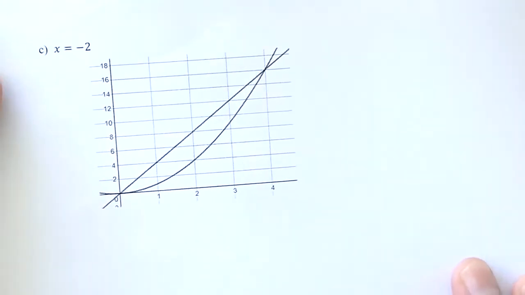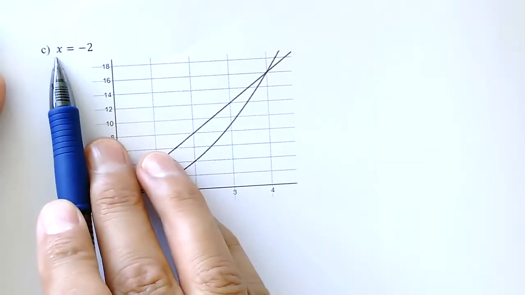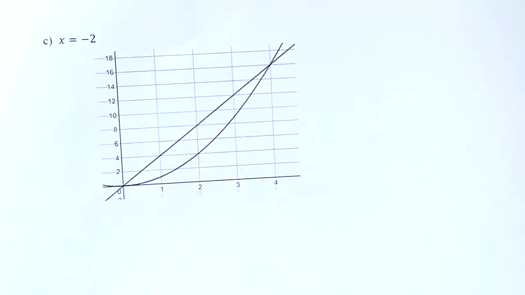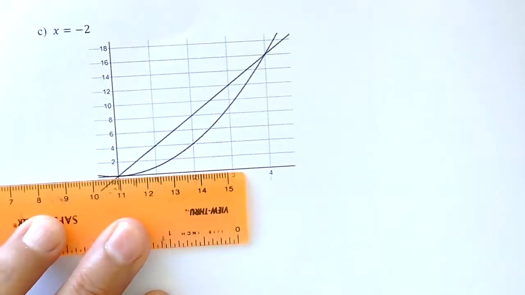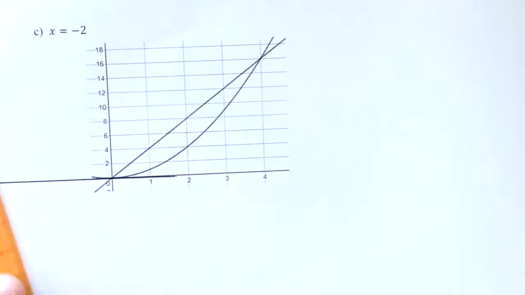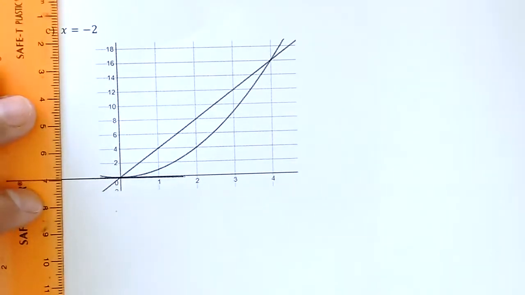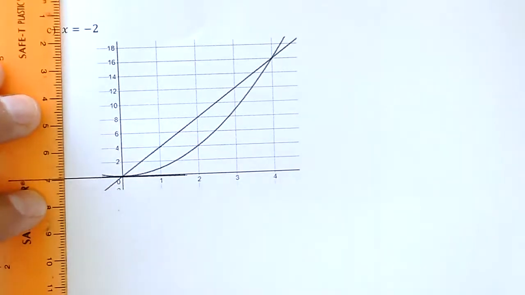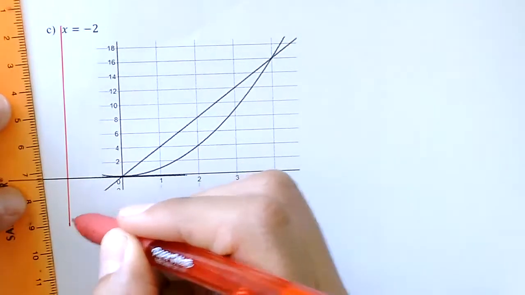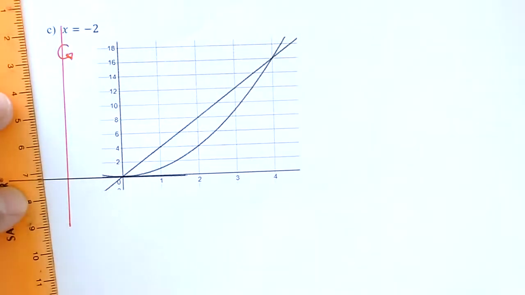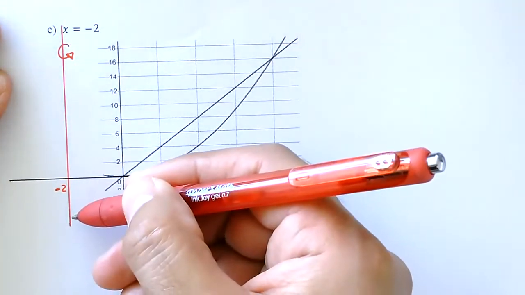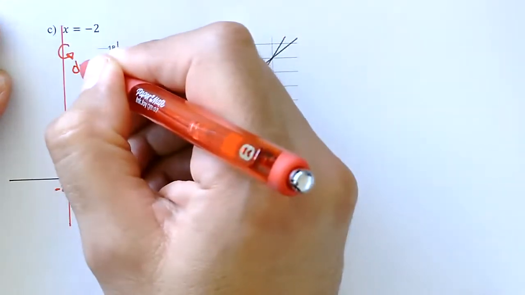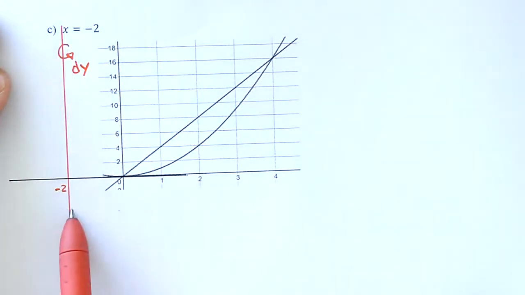Now our axis of revolution is a vertical line. That is a vertical line x equals -2. So I guess if I extend this out a little bit over here, I'm going to pretend that is x equals -2. And because I have a vertical axis of revolution, I need to be in dy. Because it's vertical, I'm in dy.